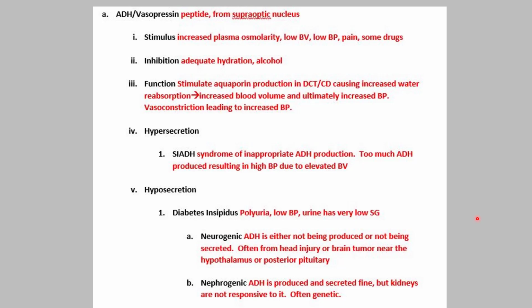The other type is nephrogenic. This is usually genetic. It can be an autoimmune disease where the kidney tubules are attacked. But in this case, ADH is being made just fine. It's being released just fine. But when it gets to the kidneys, there is no response. The kidneys do not make those aquaporins.